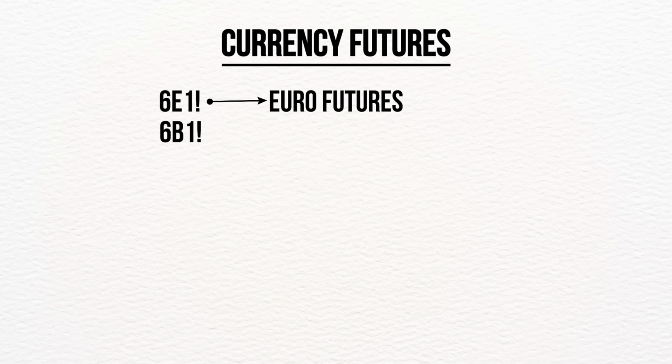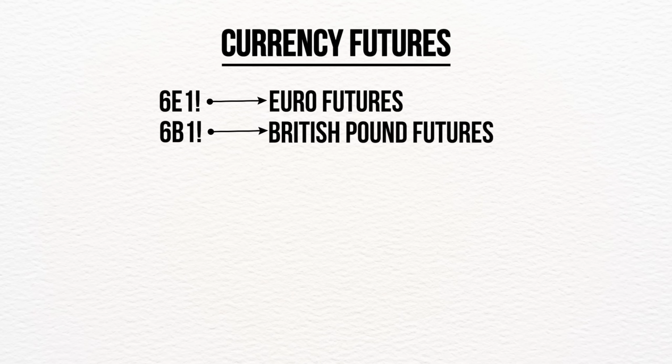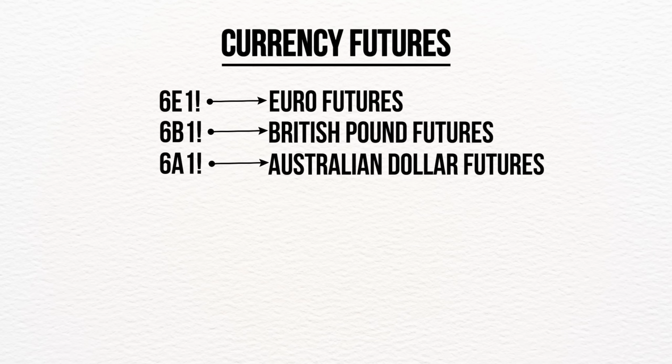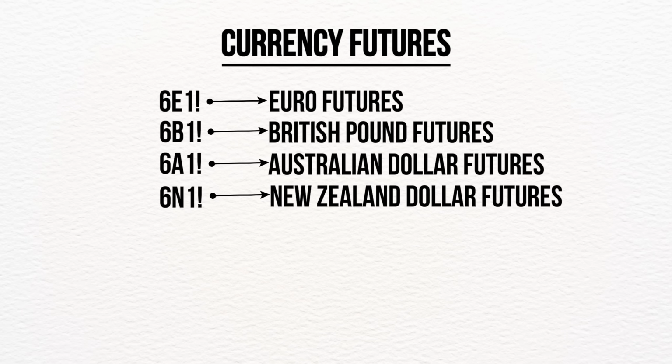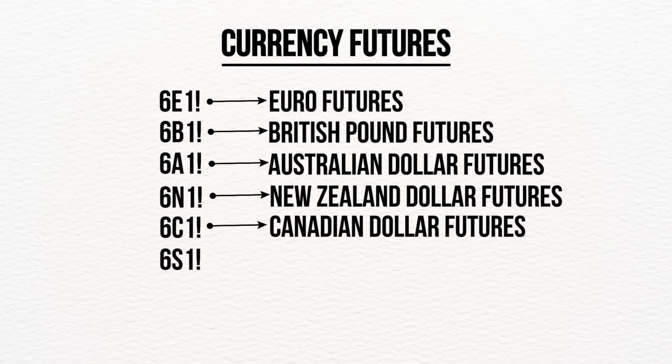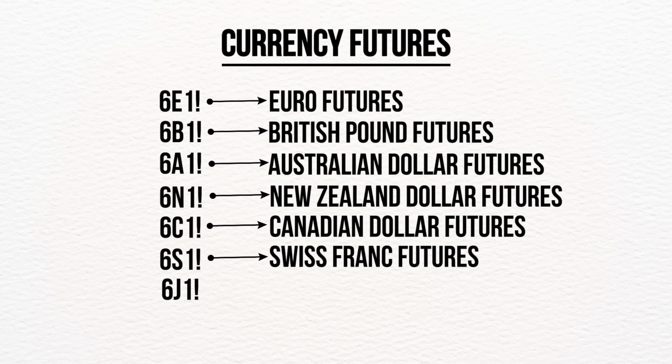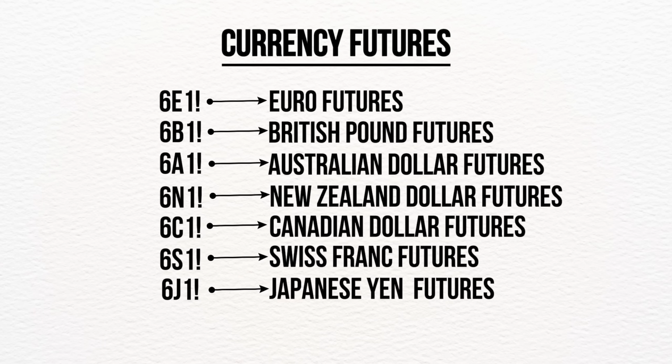So we have 6E1!, which is the Euro futures, followed by 6B, which is British pound futures, 6A Australian dollar futures, 6N New Zealand dollar futures, 6C Canadian dollar futures, 6S Swiss franc futures, and 6J Japanese yen futures. These are the majors. As we can see, this letter right here is the first letter of the currency we're working with.